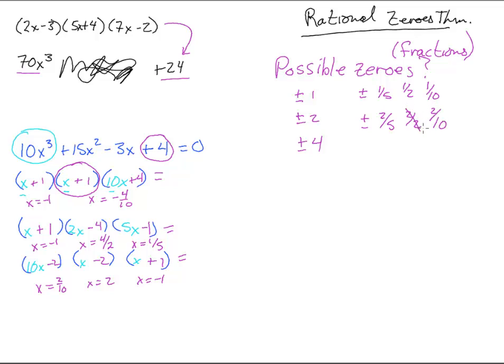These guys are already taken care of, so we're not going to include those. And all of these are plus or minus. Or you could have a plus or minus 4/5, or 4/2, which is already there, or a 4/10, which is already up there. So out of all the millions and billions of fractions out there in the world, those are the only ones that are possible to be a zero on this particular polynomial.